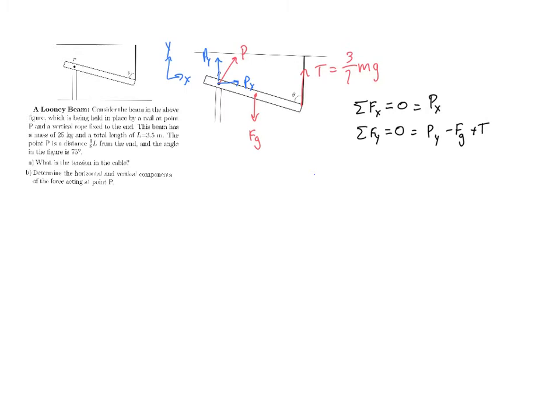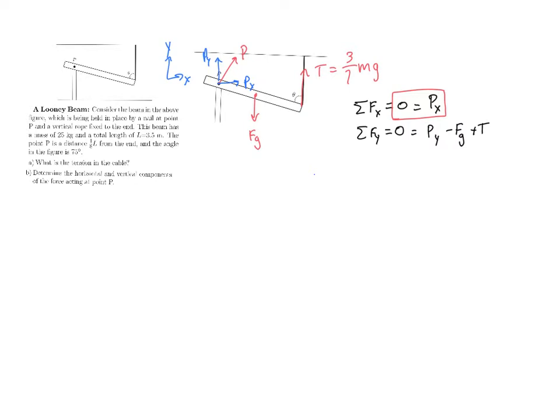Okay, but now I'm ready to just write down the sum of the forces in the x and y direction. In the x direction, I apparently have only one force right there because Fg and T are in the vertical direction. So in the vertical direction, I have Py minus Fg plus the tension. Well, this immediately tells me that the force on the pivot is zero in the x direction. That might be kind of a strange result, but actually it has to be that way based on how I picked the tension force.